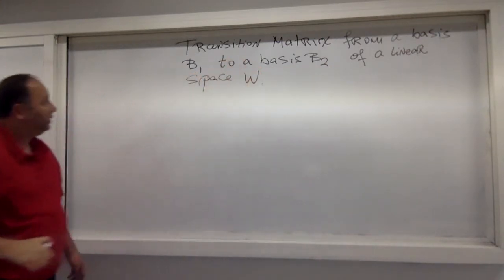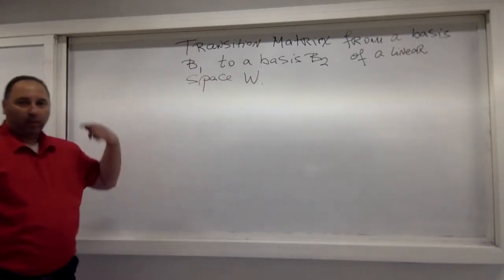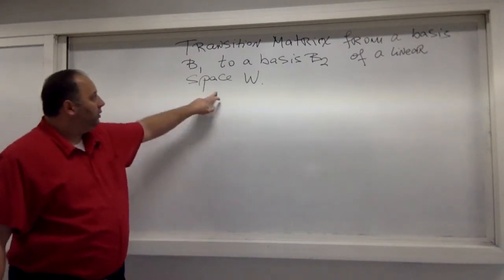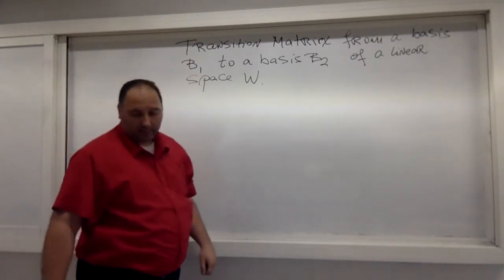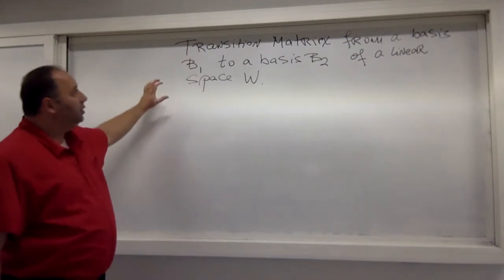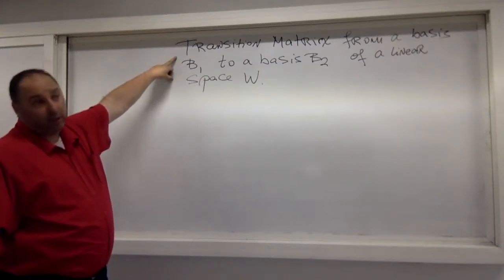So we have a linear space, we have two bases for the linear space, and we would like to jump from one linear space to another, from coordinates in one basis to coordinates in another basis. So what do we do? The smart way would be to actually build this transition matrix. So what is the transition matrix? It's a square matrix that is invertible on top of that.